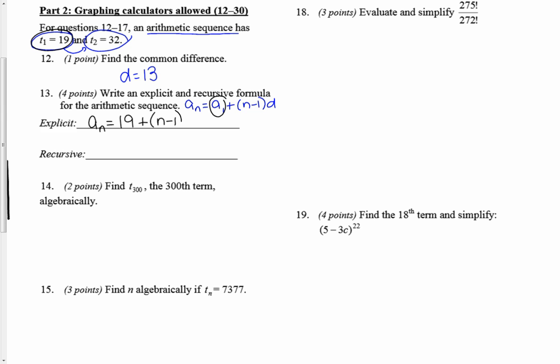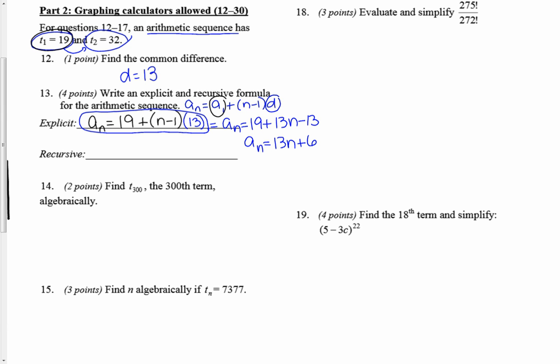I need to leave n in the formula or it won't be a formula anymore. It will be a specific term. Then the last thing in the formula is the common difference, which I found up above was 13. It doesn't specify that I have to simplify it, so I could stop right here. Or if I were to simplify, I would have a sub n is 19 plus, I would distribute the 13, and I'd have 13n minus 13, which I could then simplify some more to write it as 13n plus 6.